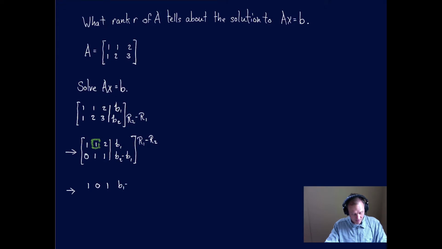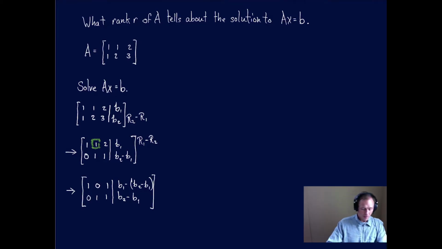minus B2 minus B1. We could probably clean that up. And then our second row is 0, 1, 1, B2 minus B1. Now, what is important here? Let's take a look at this. We have two parts to our solution.